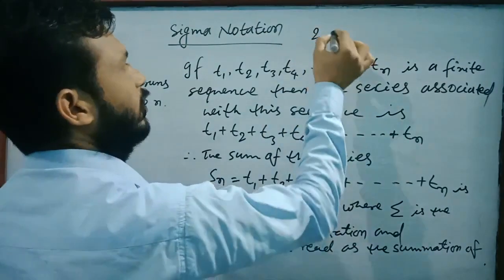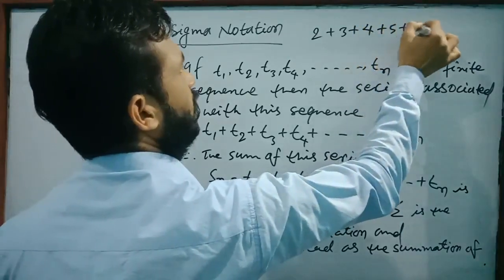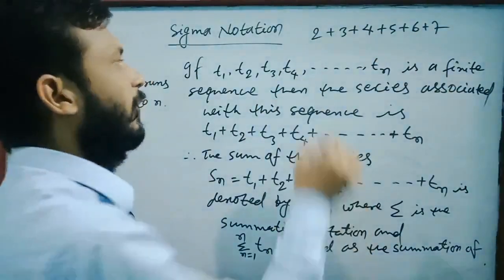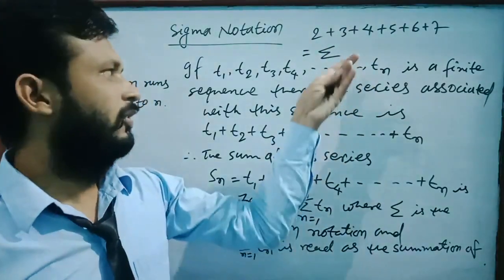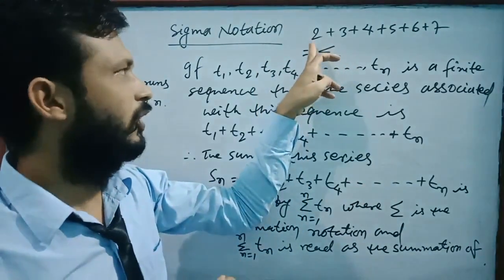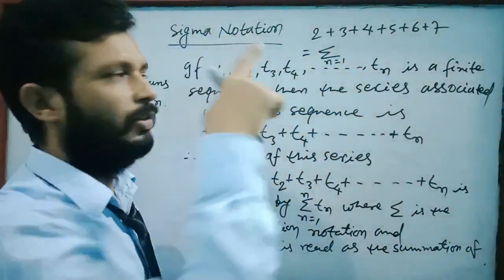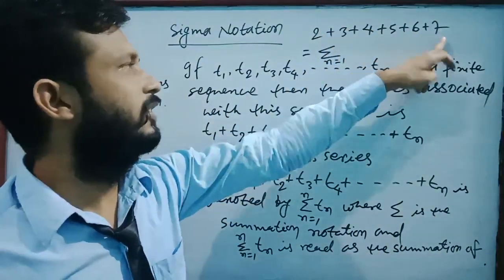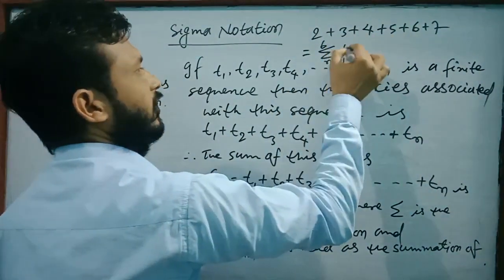Suppose here we have a series 2 plus 3 plus 4 plus 5 plus 6 plus 7. Understood? Then the sum of its series is denoted by the summation sign. The sum of the series from where? First term. So here write n equal to 1. Starting from the first term up to how many terms? 1, 2, 3, 4, 5, 6. So here write 6. It means Tn, the general term.